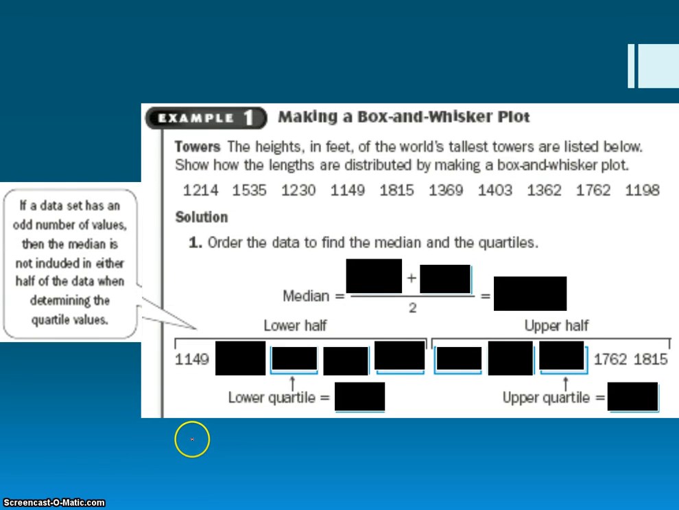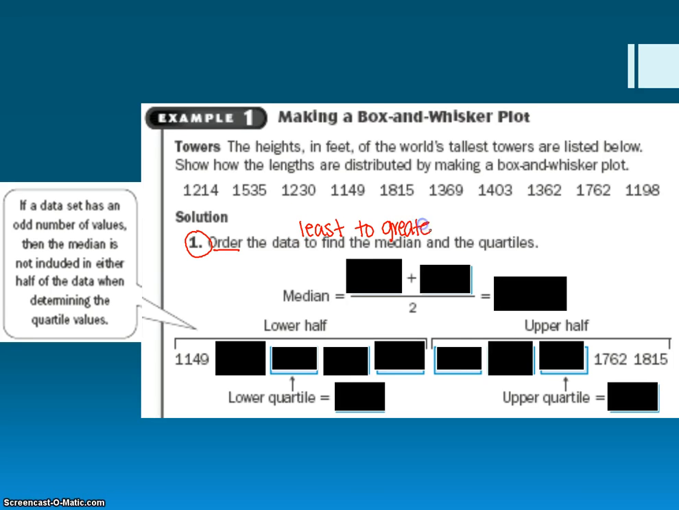In example 1, the heights in feet of the world's tallest towers are listed below. Show how the lengths are distributed by making a box and whisker plot. They do give you a nice step-by-step on how to create a box and whisker plot. Step 1. Order the data to find the median and the quartiles. We want to do this from least to greatest.